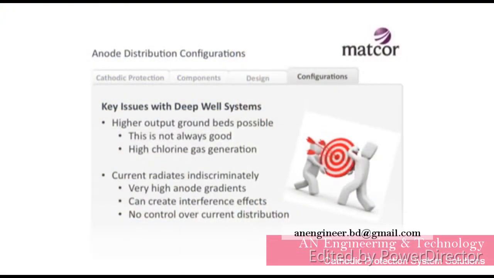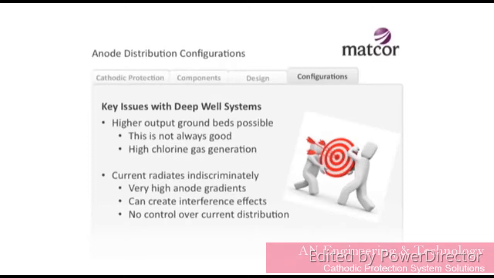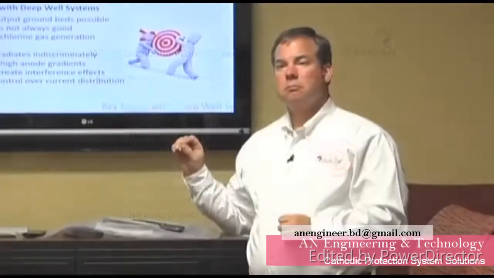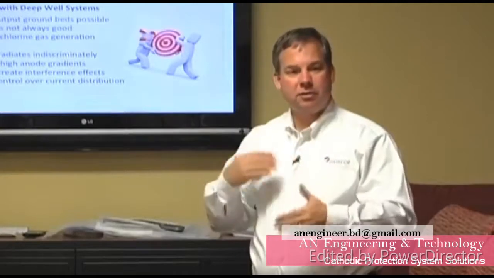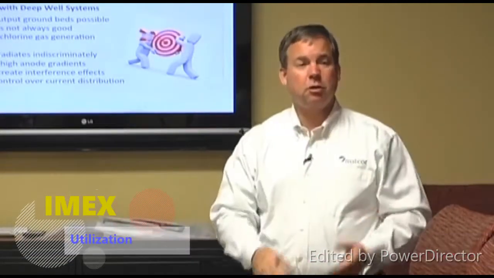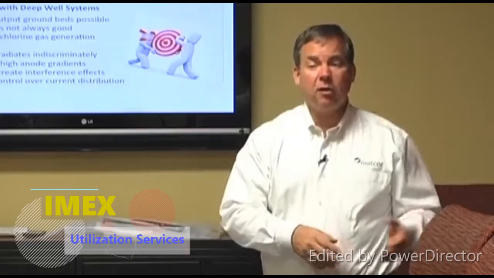Key issues with deep anode systems, you can get a lot of output out of them. They're high output systems. Okay? That's not always good. There are some issues with high output anode systems. So it has to be designed properly. You have to use the right materials. You have to use the right construction techniques. You have to put it in the right place.